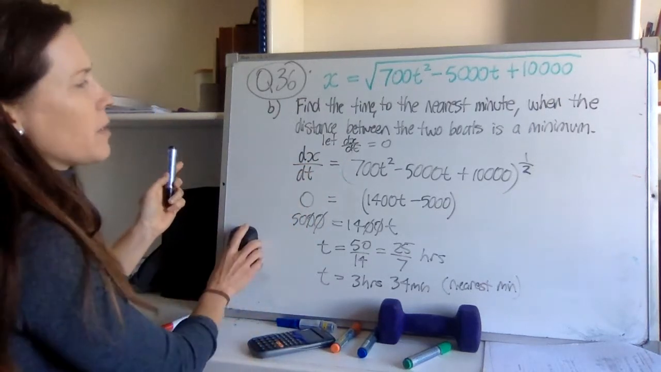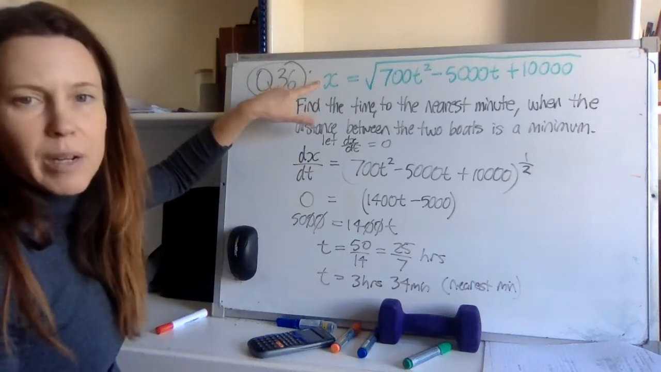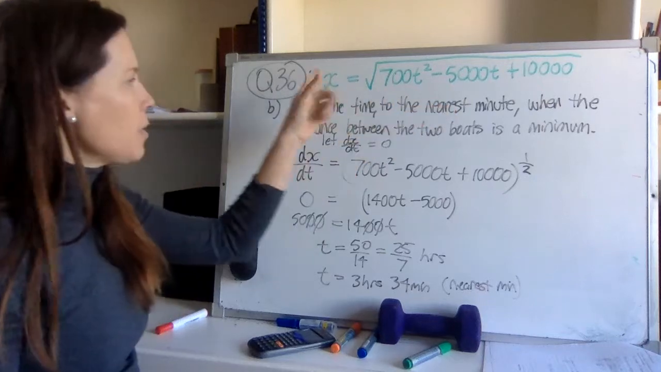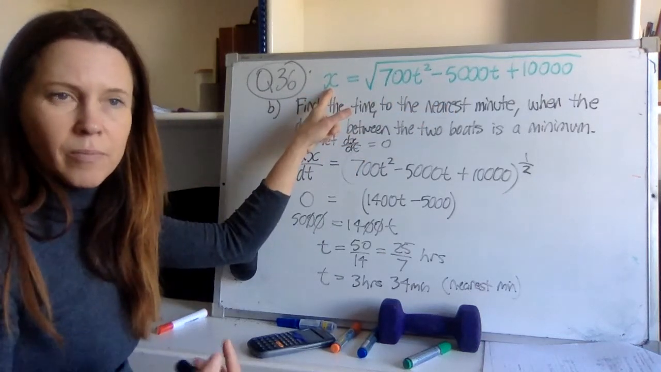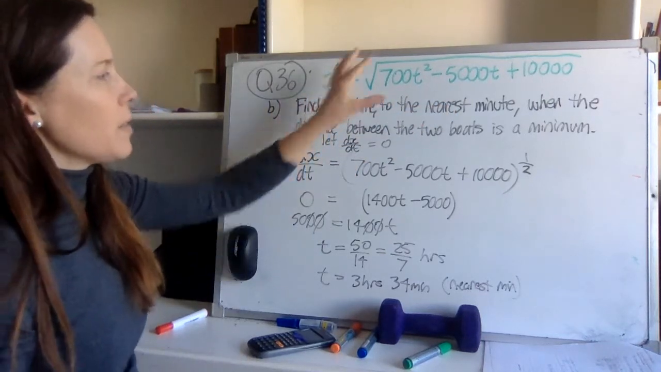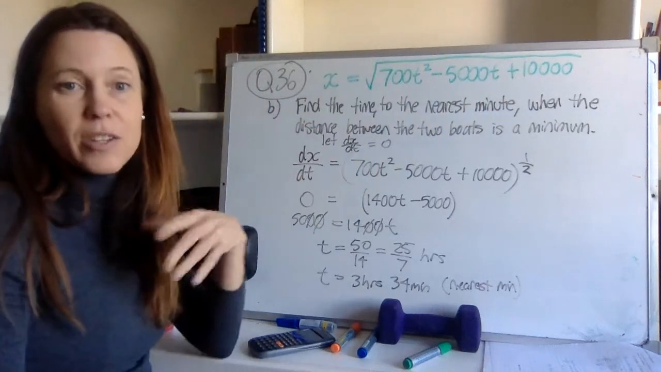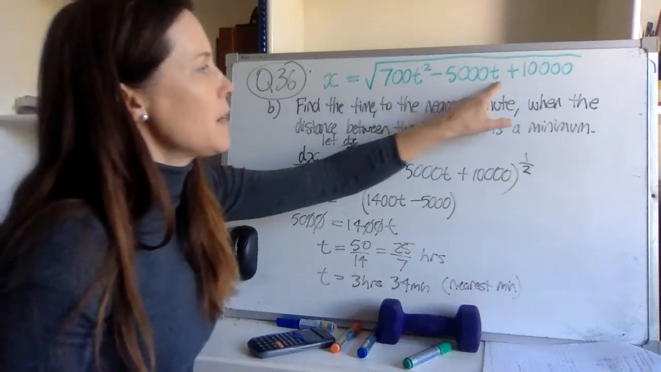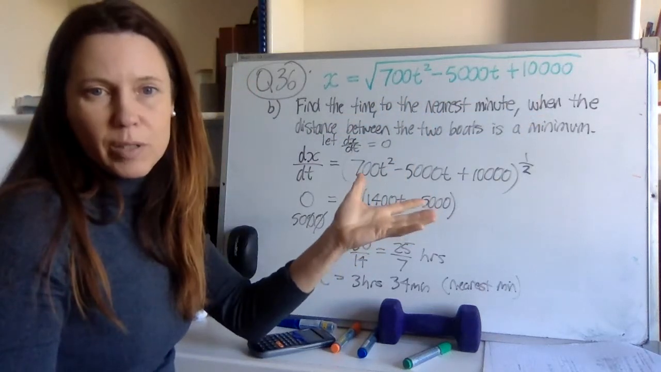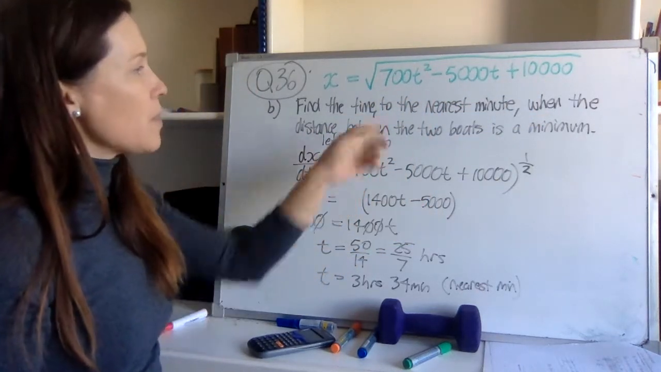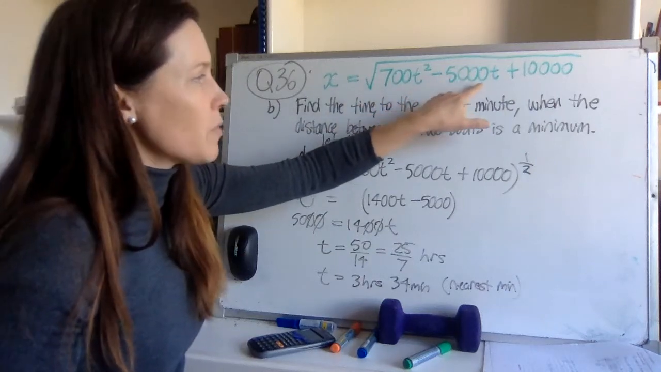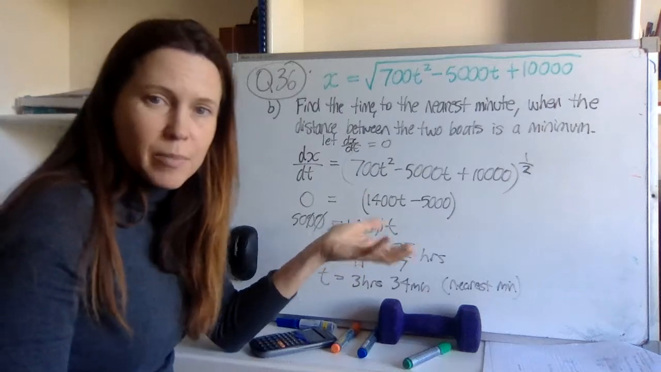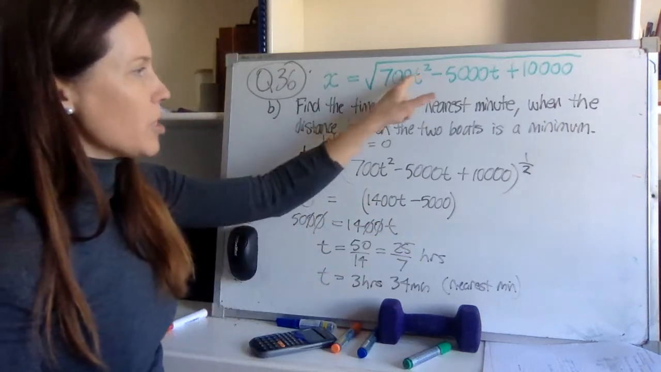The easier way is to say, well, look, if I want to make x a minimum, and x is the square root of some stuff, how do we make x be as small as we can? Well, you could make the entire right-hand side of the equation as small as possible. But the way to do that is by making everything inside this square root bracket as small as possible. Okay, how do you make 700t squared minus 5,000t plus 10,000 as small as possible? How do you find its minimum? Well, you can just differentiate that.